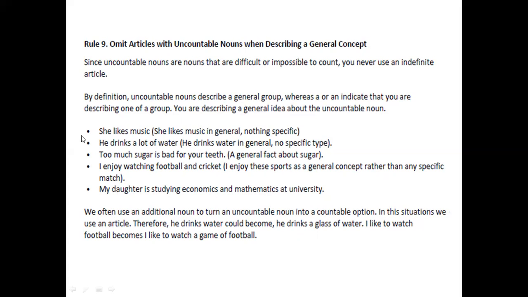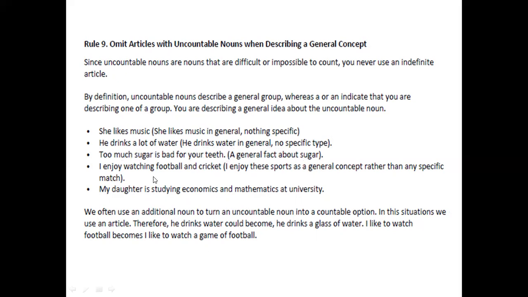For example, she likes music. Here, she likes music in general. It is not specific. So, she likes music, whether Western music or melody like that. So, it isn't specific. Next, he drinks a lot of water. So here also he drinks water in general, no specific item. Too much sugar is bad for your teeth. Here also a general fact about sugar.